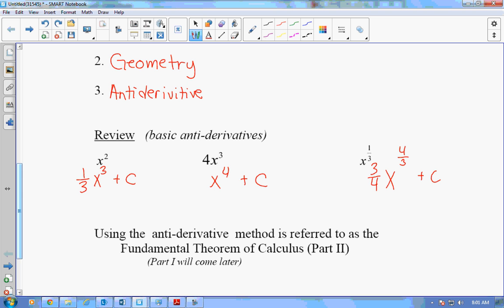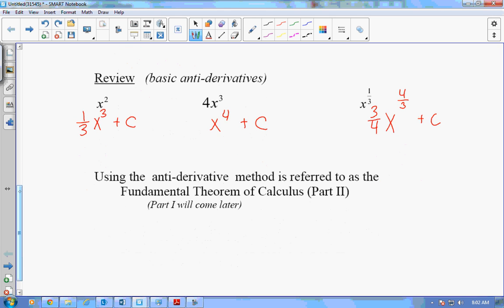Okay. What does this have to do with the exponent? It's the reciprocal of it. When the antiderivative, or when the derivative has no coefficient, then what actually happens is we have a power rule.